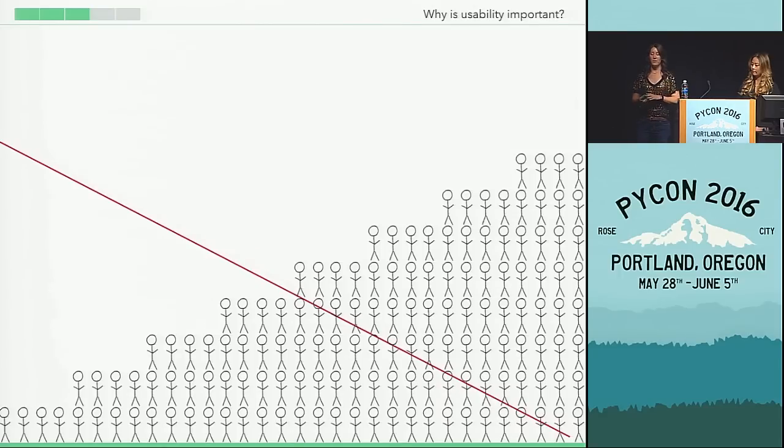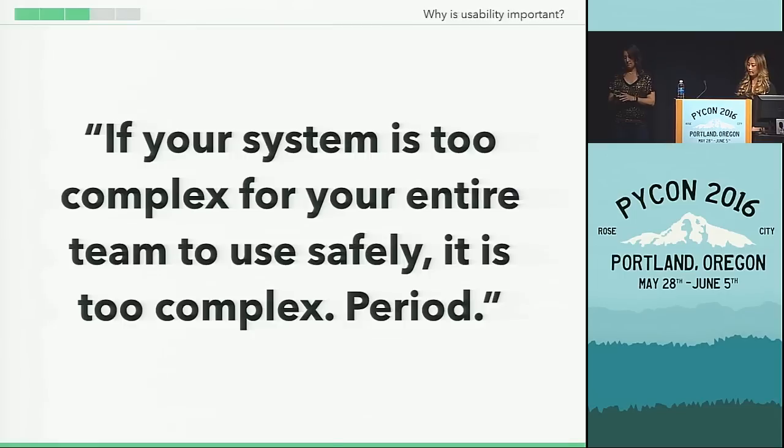And this leads us to one of the main points of our talk, which is if your system is too complex for your entire team to use safely, it is too complex, period. If new or junior engineers cannot safely use your system and they cannot learn it in a reasonable amount of time, the problem is not with the people, it is with your system.